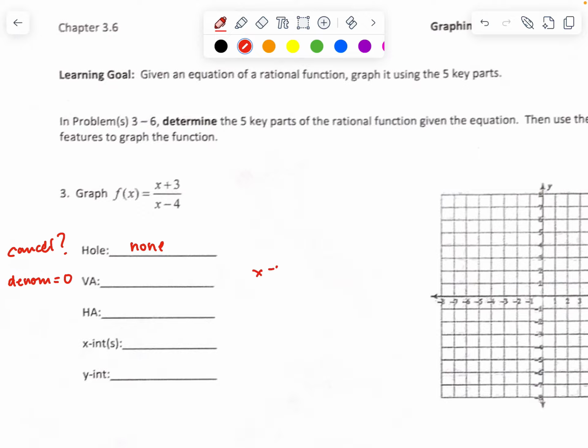So we do x minus 4 is equal to 0. We add 4, x is then equal to 4. So the horizontal asymptote there. Okay? I'm sorry, vertical asymptote. Vertical asymptote at x is equal to 4.